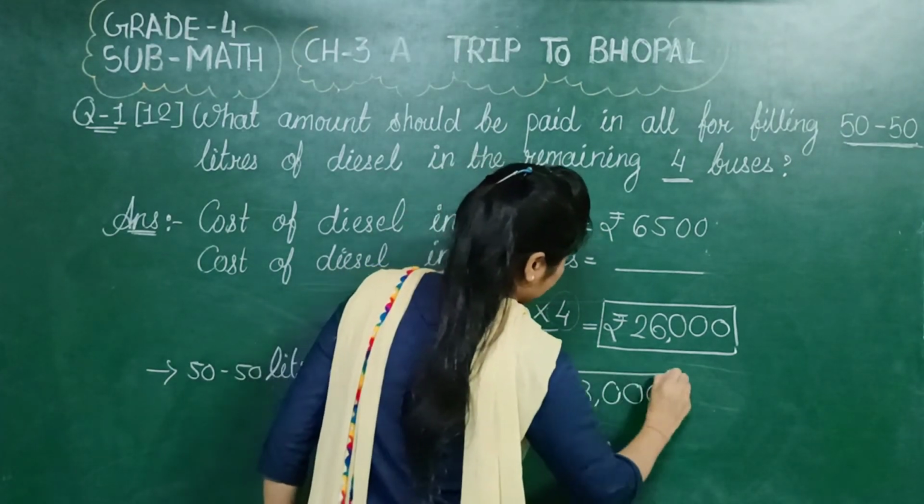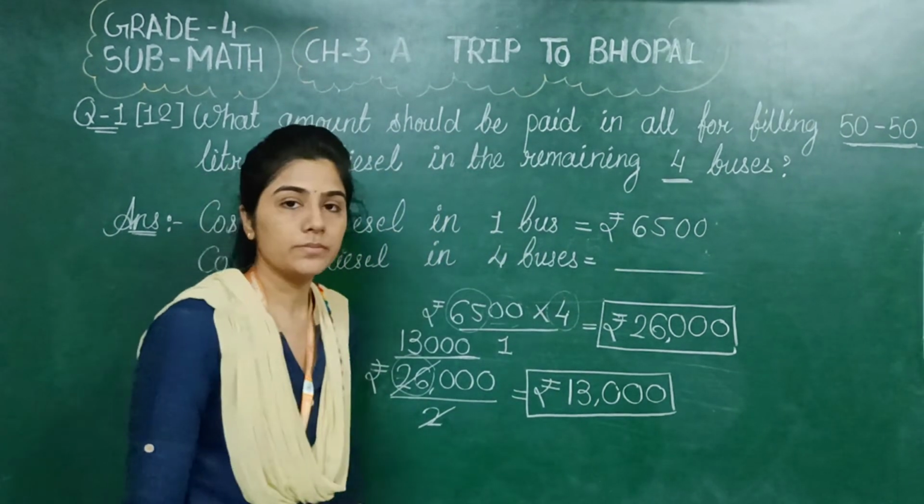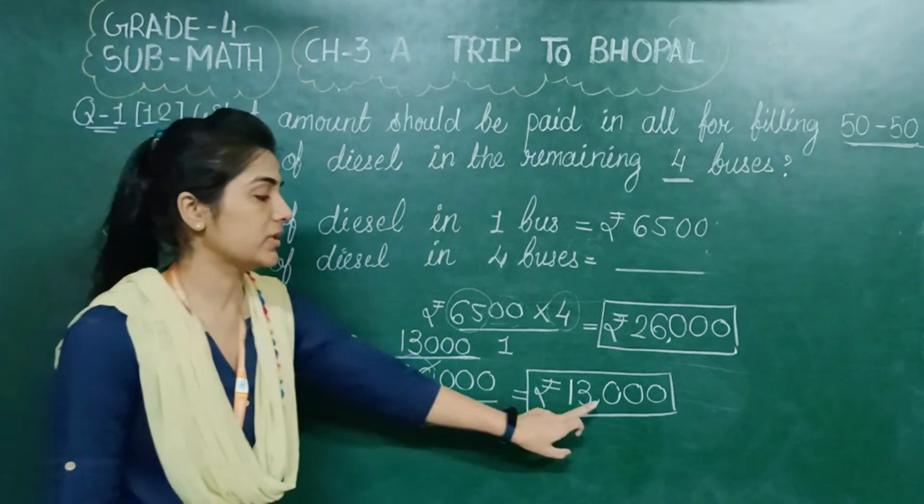13,000 is your answer. That means the cost of this half liter, we have to pay 13,000.